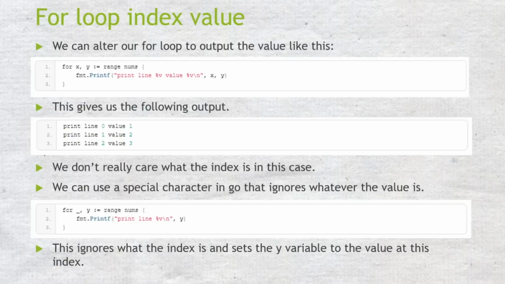Most of the time we don't really care what the index is, we just care what the value is. Go has a special character for that, which will ignore the value that we place there. So as you can see in the next bit of code, we have for underscore, y equals range nums. It's very similar to the first bit of code, but we have an underscore there in place of x. That basically means we don't care what x is, just in Go, you have to assign the value. If it's the first value there, you have to put something there. So this is like a placeholder, which is like a throwaway variable. And we're just going to print our line that has all three values. So this will print our values for our variables in our array, which is our desired output.